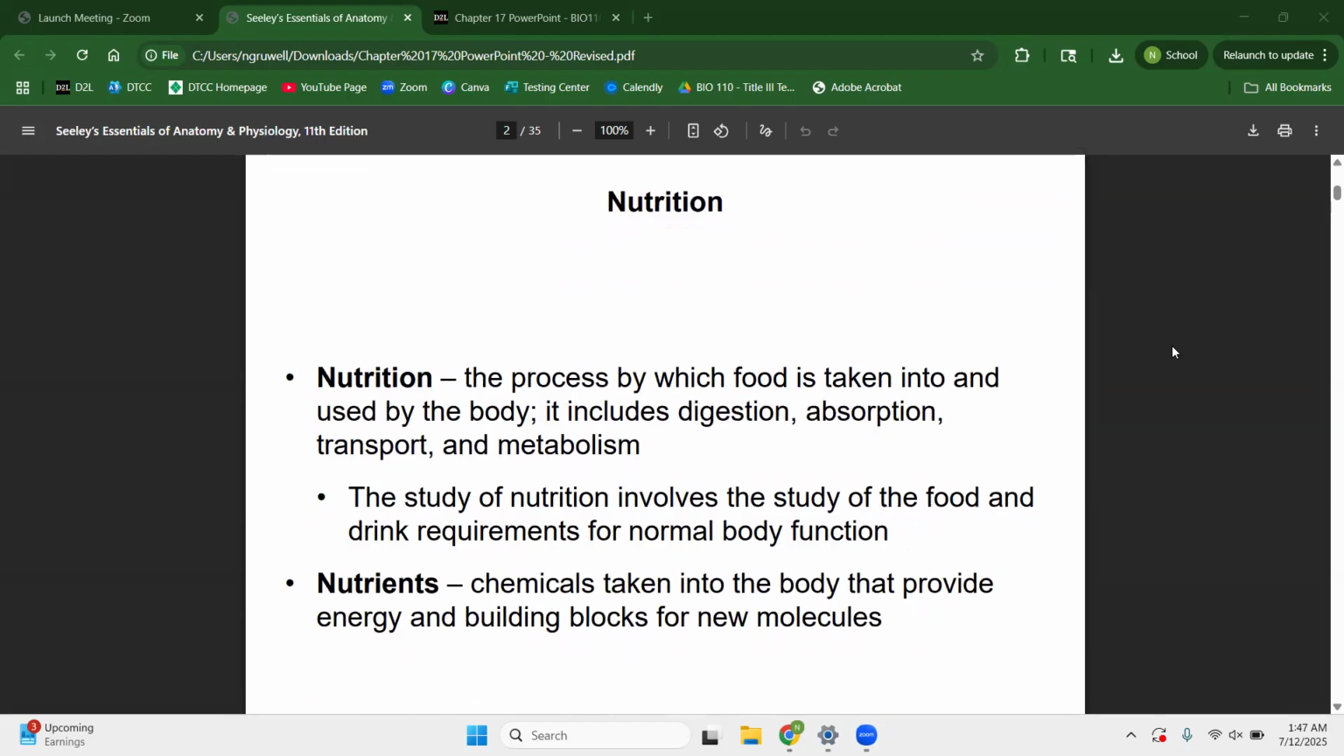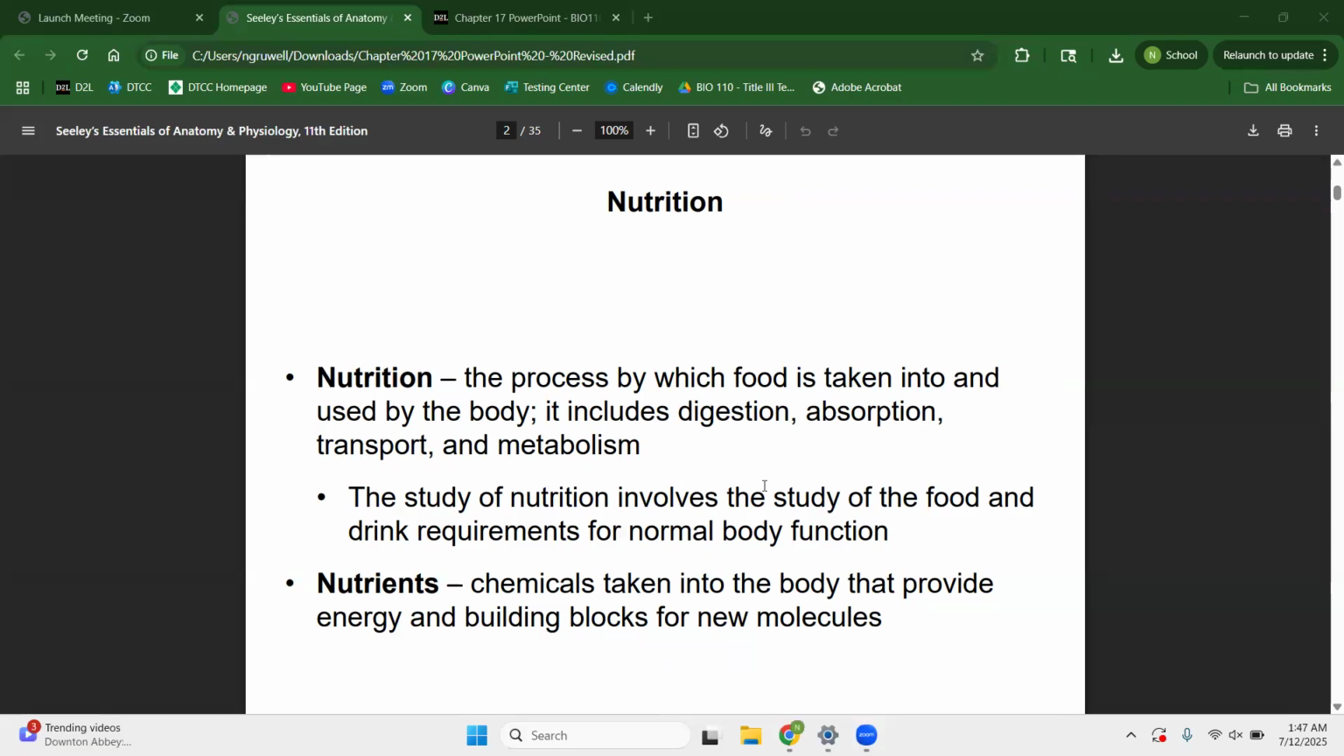So nutrition can be kind of complicated, or there's a lot of different opinions on nutrition. We're going to keep it to the basics. And so nutrition itself is the actual process by which food is taken into and used in the body. And if you think back to our digestive system lecture, that's going to include digestion, absorption. Remember, that's when our nutrients are moving into the bloodstream or lymphatic system, the transport, and then the actual metabolism, or how we're using the food.